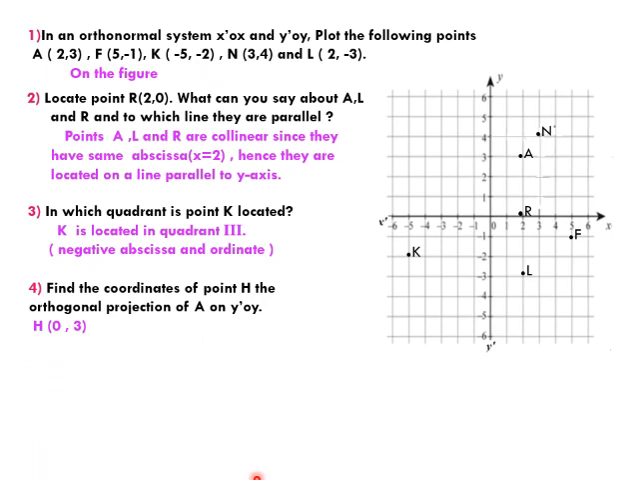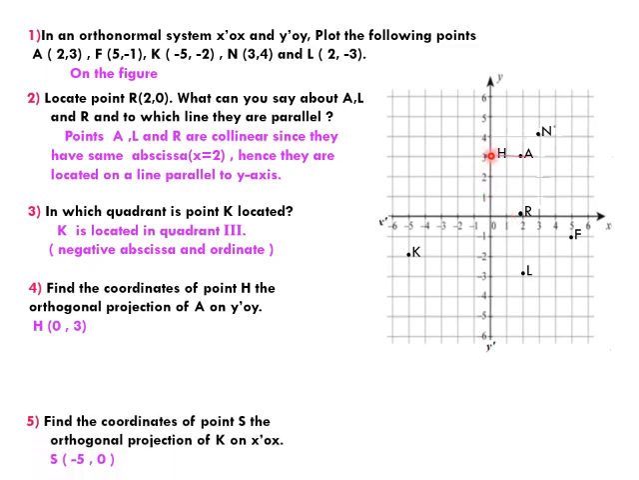Number 4. Find the coordinates of point H, the orthogonal projection of A on y prime or y. First, we draw a line perpendicular to y prime or y passing through A. The intersection of the two lines is point H. H has coordinates 0, 3.